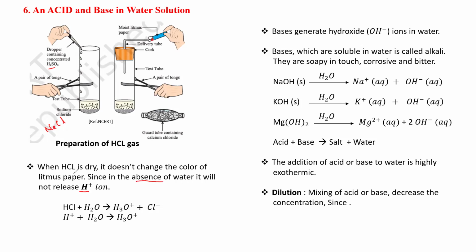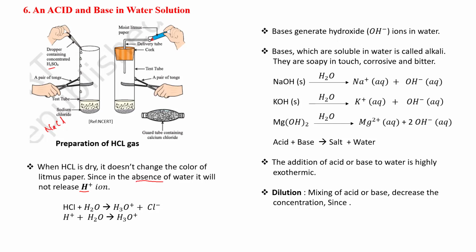HCl. So sometimes, if moisture is more, they use a guard tube containing calcium chloride to remove the moisture from the HCl. Now in the reaction, when HCl has moisture, it reacts with water and hydronium ion formation takes place, and chlorine is separated. That evolved hydrogen ion again reacts with water, and continuous formation of the hydronium ion takes place here.